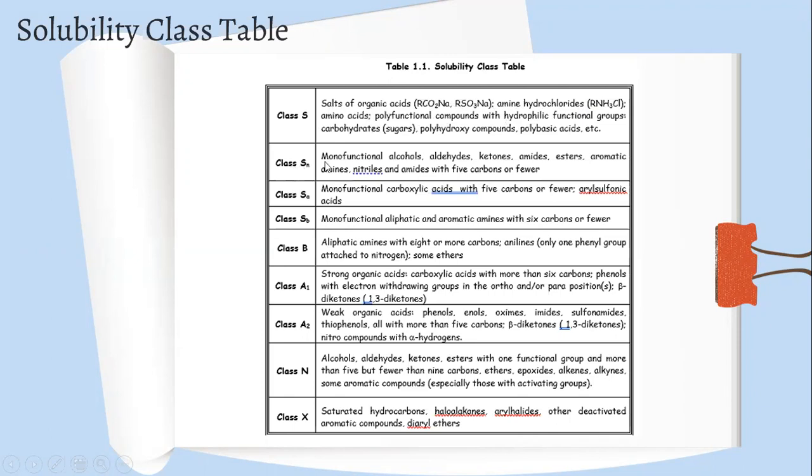Class S-N is for alcohols, aldehydes, ketones, amides, and esters. Class S-A is for carboxylic acids, class S-B is for aliphatic and aromatic amines. Class B is for aliphatic amines. Class A1 is for strong organic acids. Class A2 is for weak organic acids. Class N is for alcohols, aldehydes, ketones, esters, and lastly, class X is for saturated hydrocarbons.